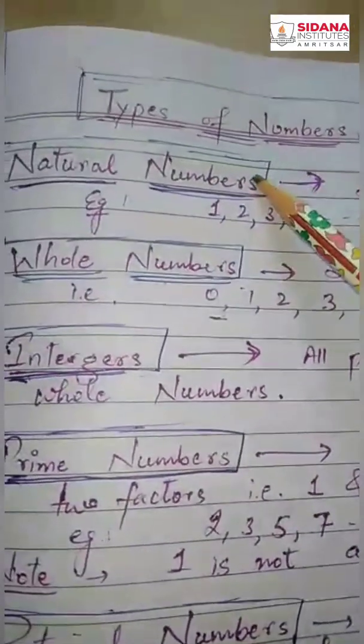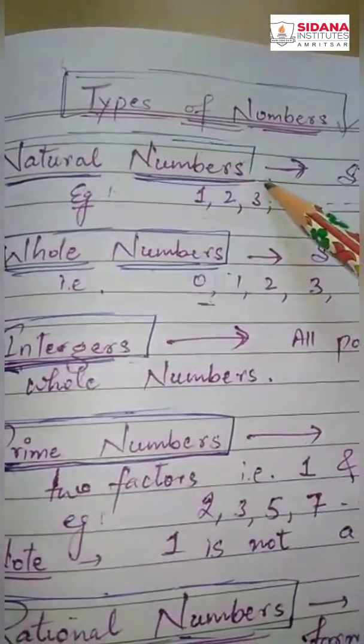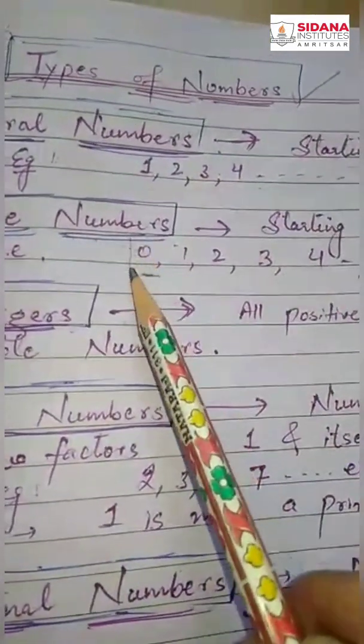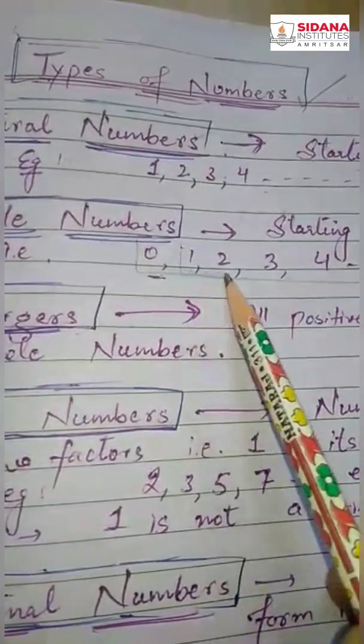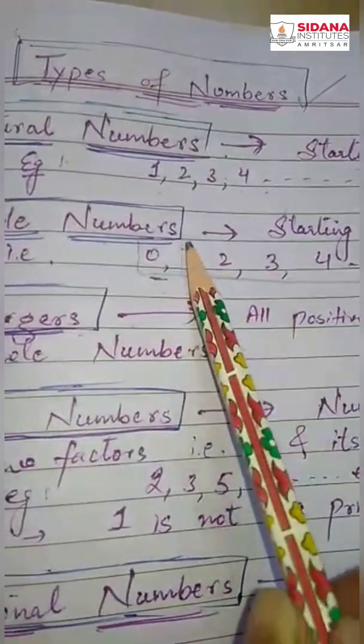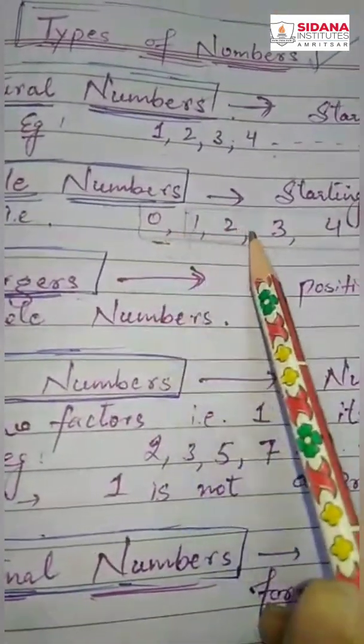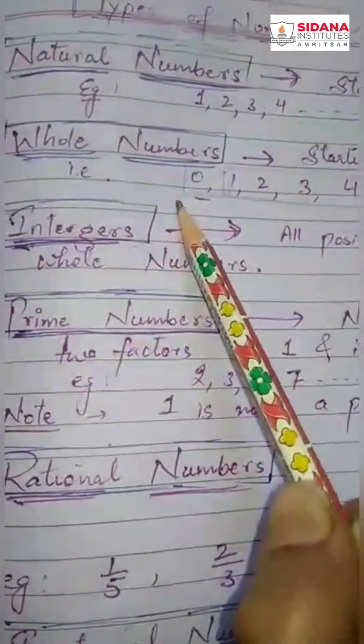It means natural numbers are included in the whole numbers because the whole numbers start from 0 and natural numbers start from 1. It means the natural numbers are included in the whole numbers, or they are a subset of the whole numbers.